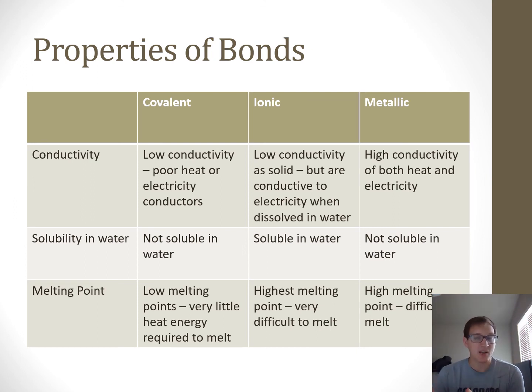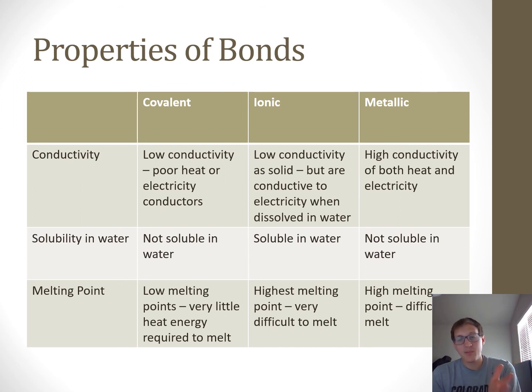Metallic: remember that metallic bonds are just metal bonded to other metal. If you imagine, anything made of metal conducts both heat and electricity. All the wires that go through electric motors or whatever you can think of are very good at conducting electricity. Let's go to solubility in water. This is the ability to dissolve in water. Covalent bonds do not dissolve in water.